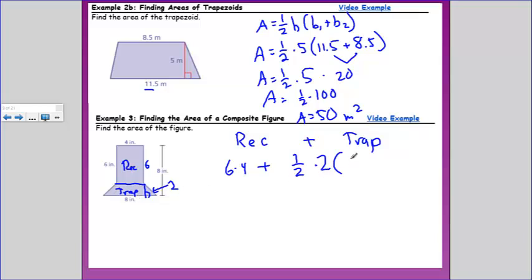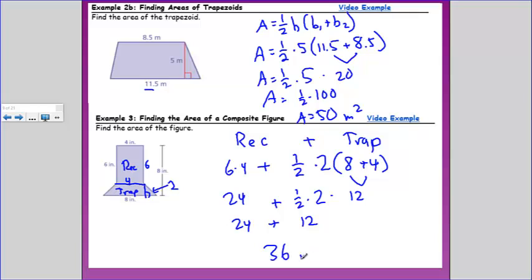Base 1 is clearly 8 on the trapezoid on the bottom. Base 2, there's nothing written here, but it has to match the top of the rectangle, so that has to be 4. Order of operations, I'll get a 12 there. I'd probably just do 1/2 of 2, which is 1. 1 times 12 is 12. I don't know if I need to show that separately. On the rectangle, I would get 24. And when I add them together, I get 36 square inches is the total area.